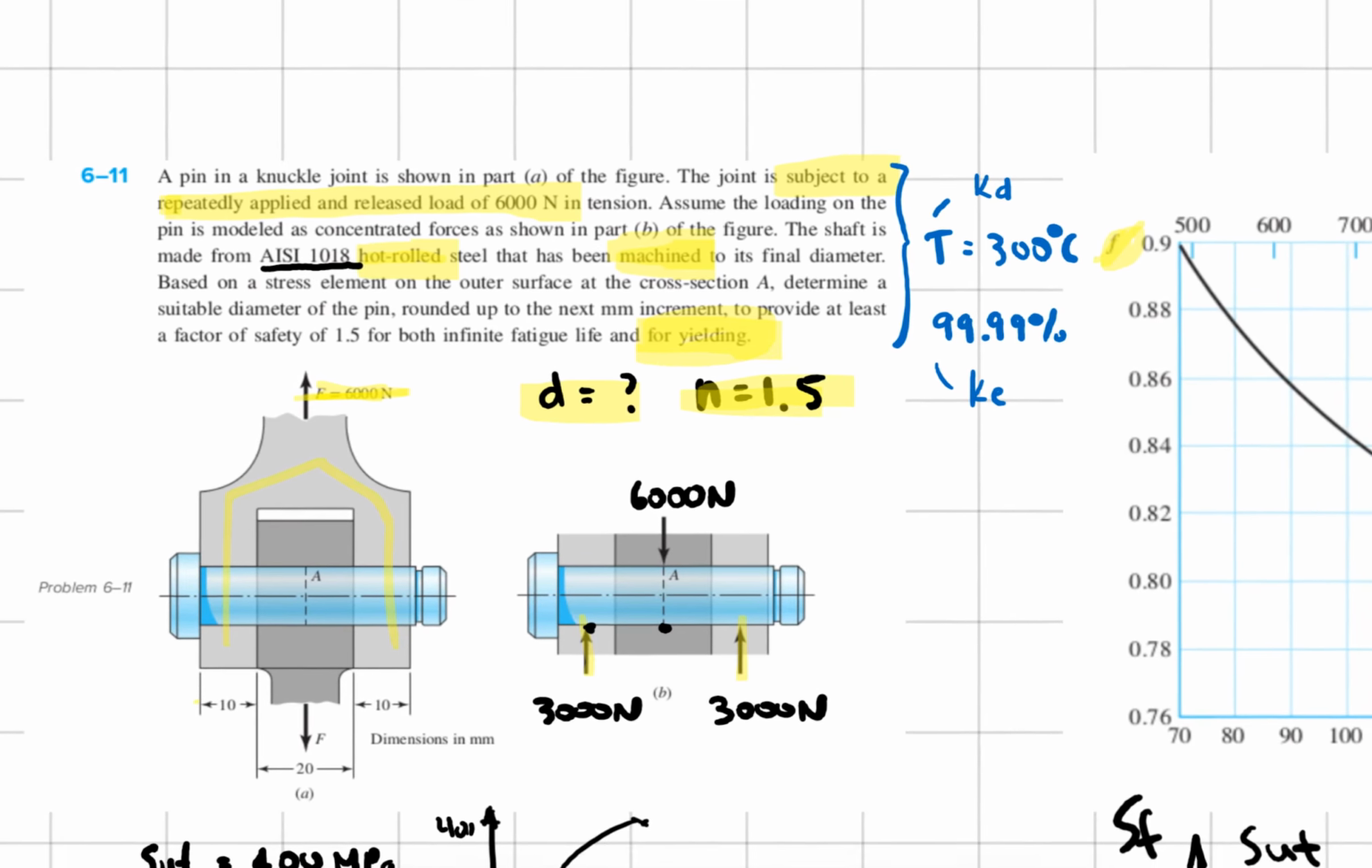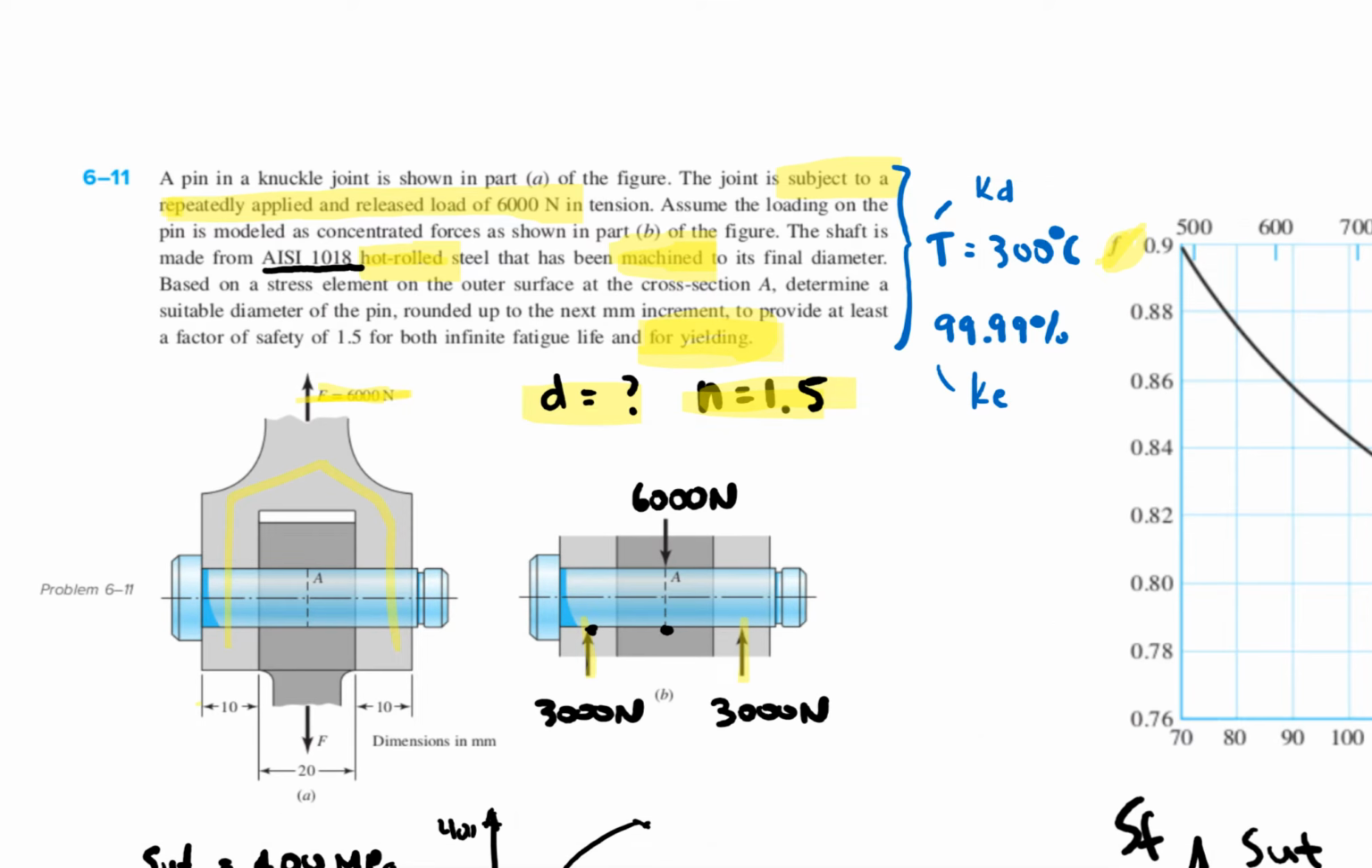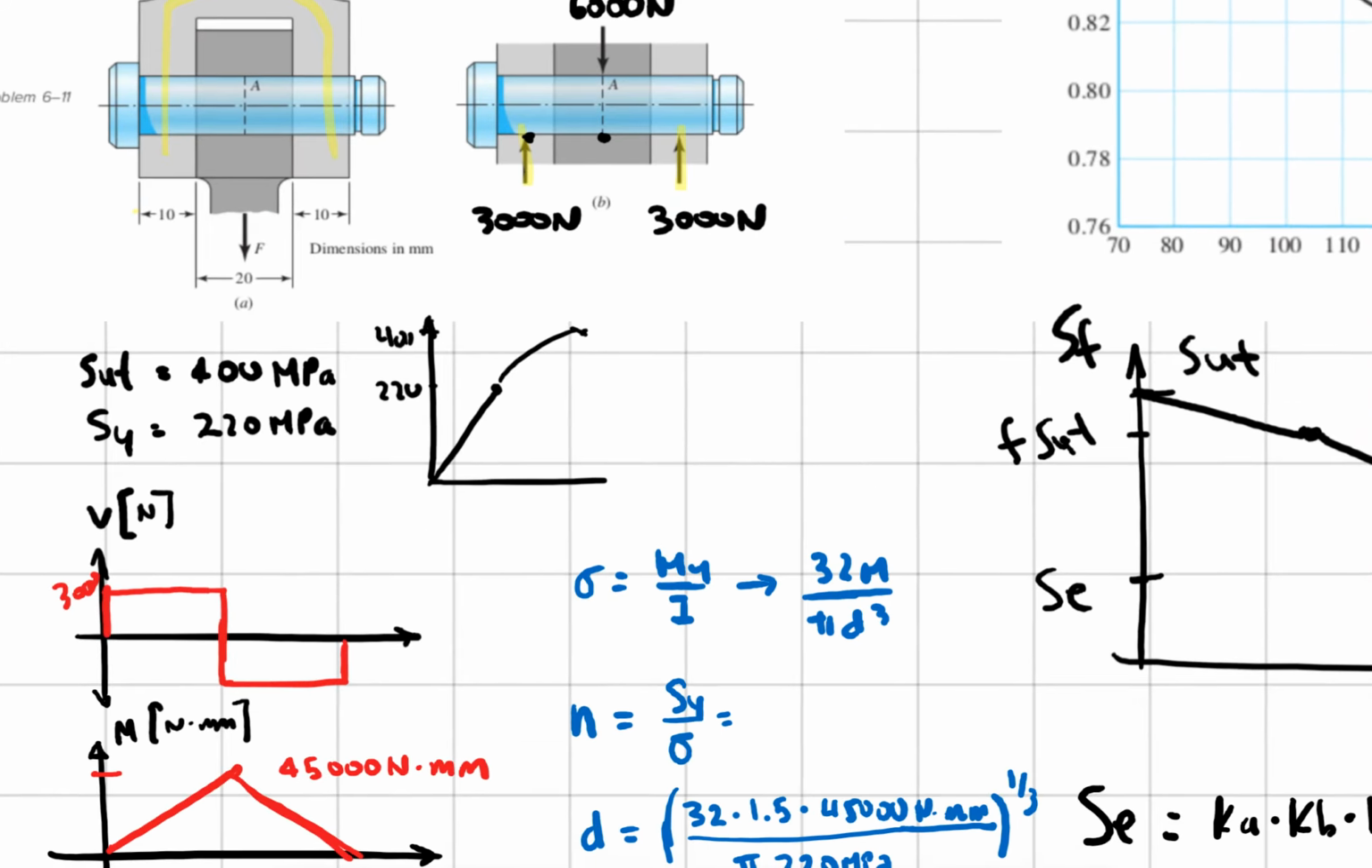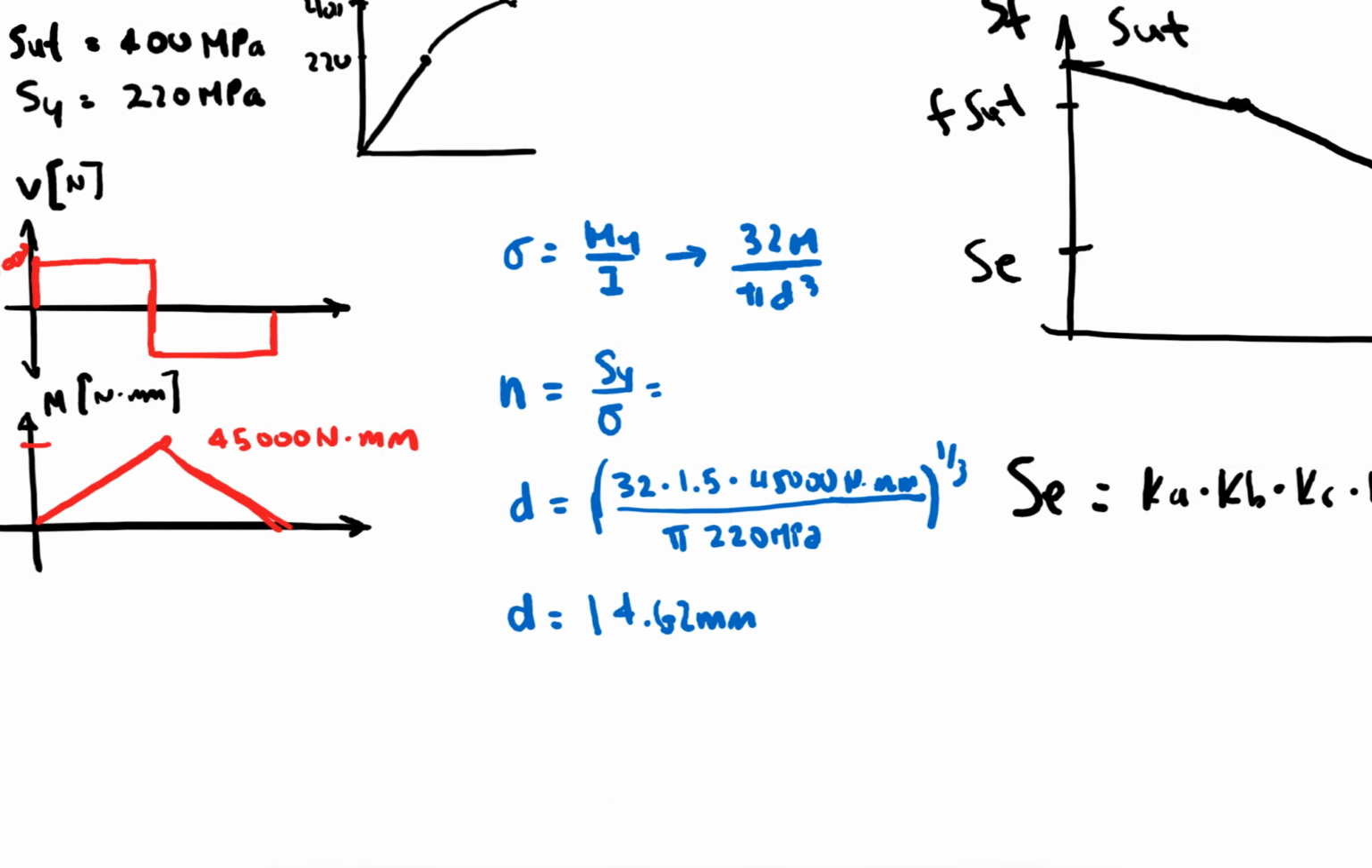Okay, so the problem says something about that. Determine a suitable diameter of the pin rounded up to the next millimeter increment. I'm going to assume that the next millimeter increment would be 15. But again, I need to find what the stress is. So this will guarantee that the factor of safety is at least 1.5.